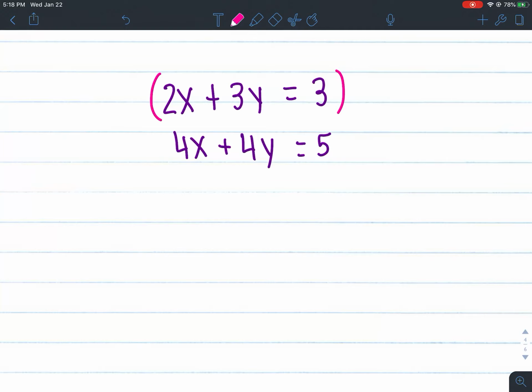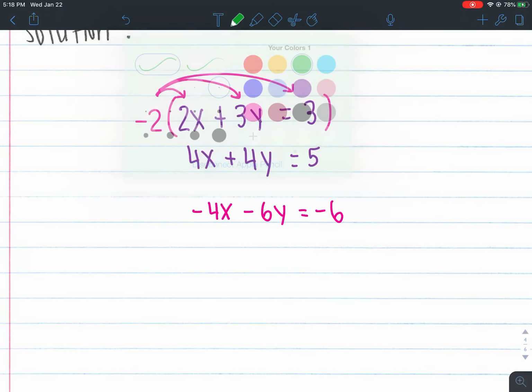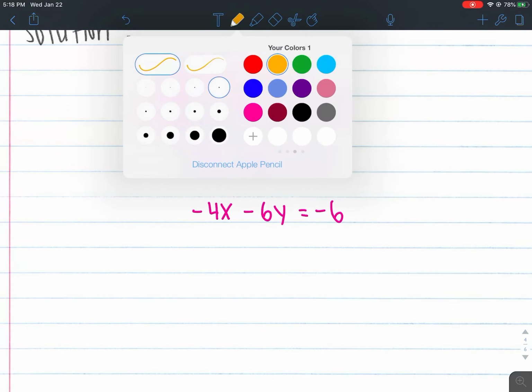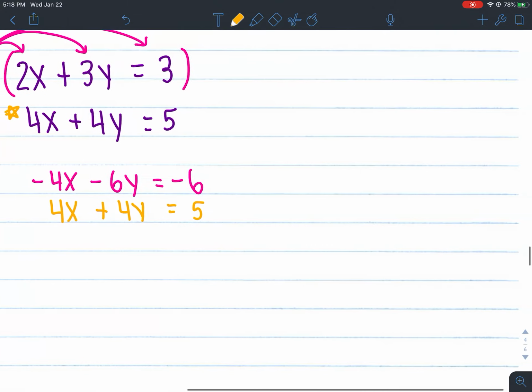Well, what do I multiply 2x by to get it to become negative 4? Negative 2. We multiply by negative to change the sign, and we multiply by 2 to get it to become the same number. So negative 2 times 2x is negative 4x. Negative 2 times 3y is negative 6y. Negative 2 times 3 is negative 6. And then I'm going to write this equation right underneath it. So 4x plus 4y equals 5.